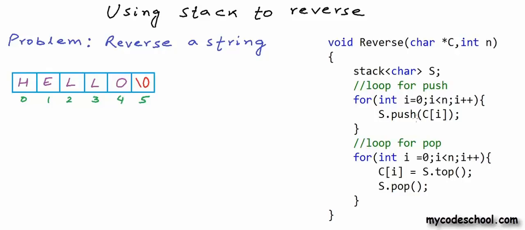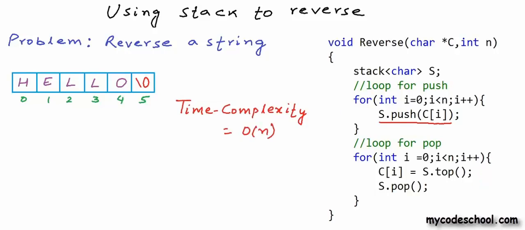We know that all operations on stack take constant time, so all these statements inside loop will take constant time. The first loop is running n times, and then the second loop is also running n times. First loop will execute in big O of n, and the second loop will also execute in big O of n. The loops are not nested, they are one after other. So in such scenario, complexity of the whole function will also be big O of n.